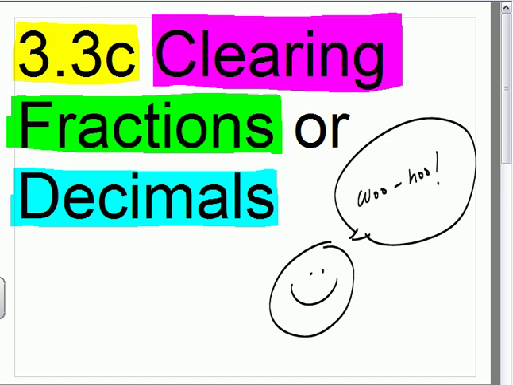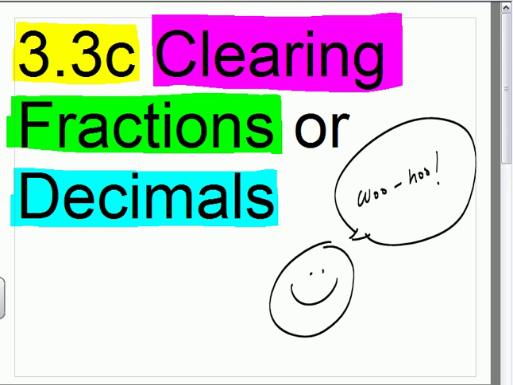Okay, in 3.3c, we're finally going to do it. I'm going to show you how you can get rid of fractions or decimals. I do want to point out that you can still deal with the fractions and decimals. Every problem that we've done so far using fractions and decimals, we just dealt with them. So we have another option.